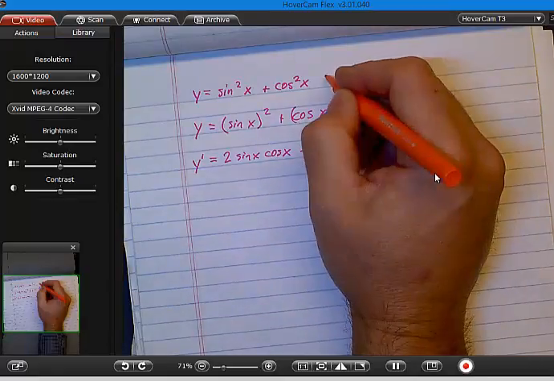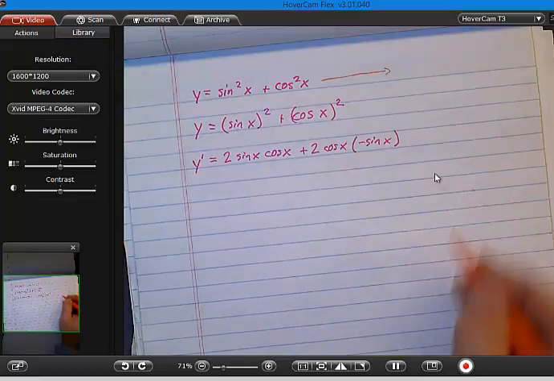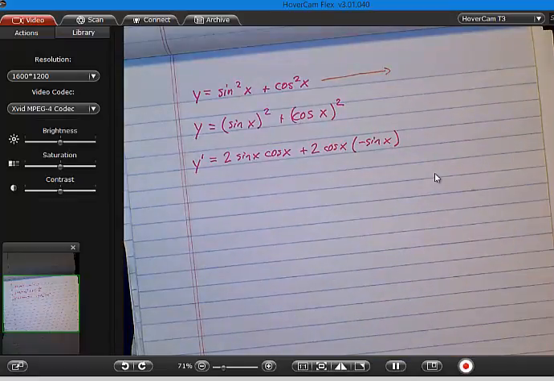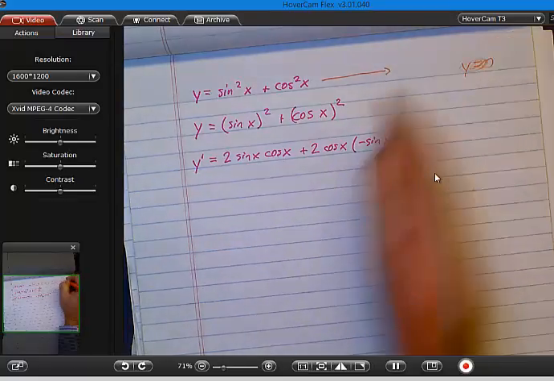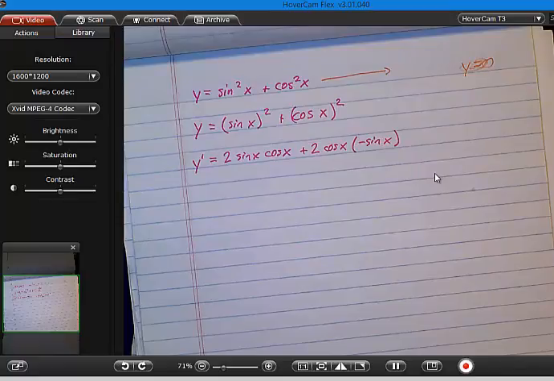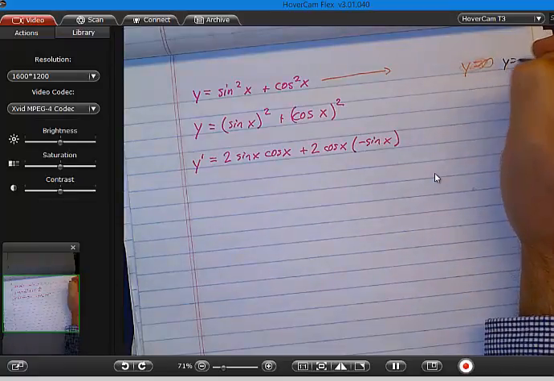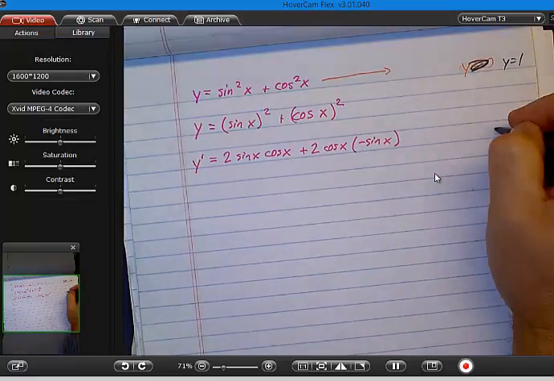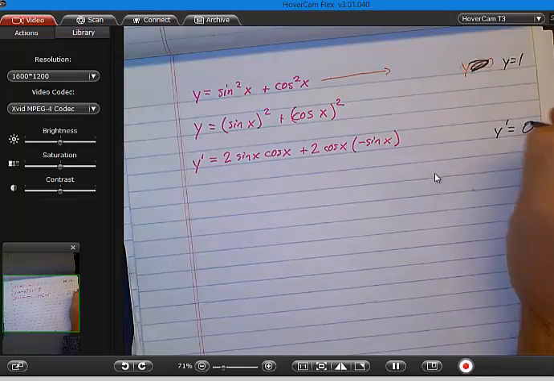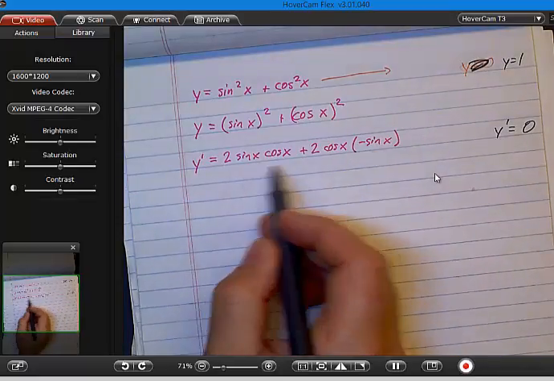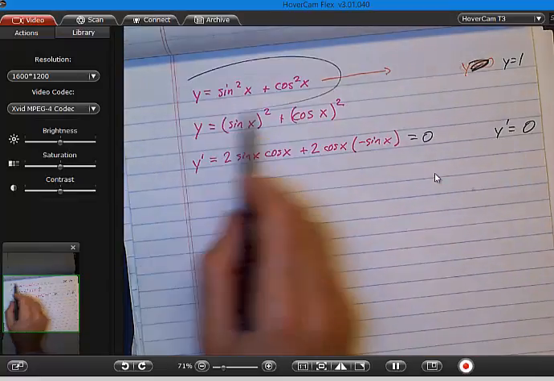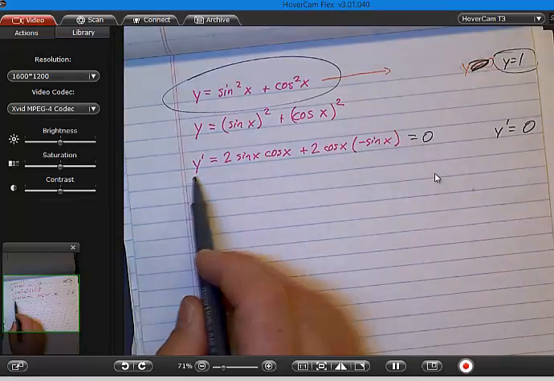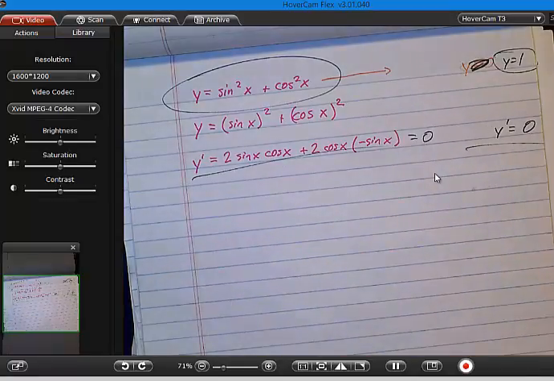You might have said right away, wait a minute, I know something about sine squared plus cosine squared. That's 1. So really, I was asking you to find the derivative of y equals 1. Well, what's the derivative of y equals 1? 0. And sure enough, if you simplify this, you do get 0. So here's an example where the functions are equal, and so the derivatives are equal. That's always going to be true.